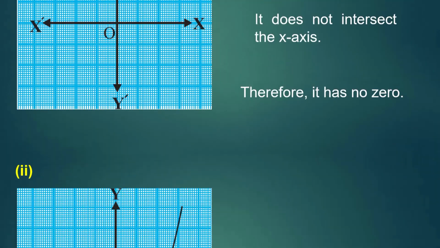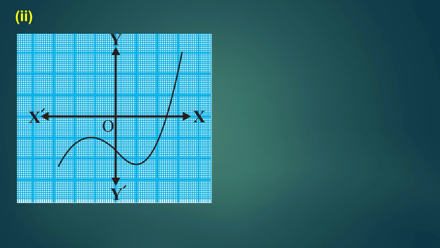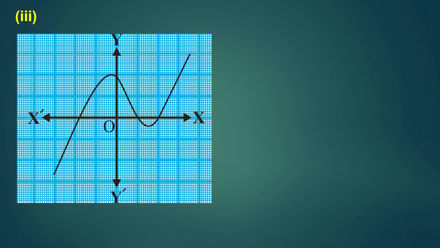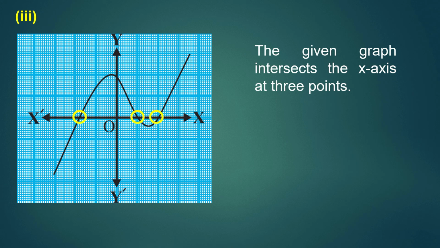Moving on to the next part, here we can see that the graph of p of x intersects the x-axis at exactly one point. So, we can say that p of x has one zero. Moving on to the next part, here we can see that the graph of p of x intersects the x-axis at 3 points. This means that p of x has 3 zeros.